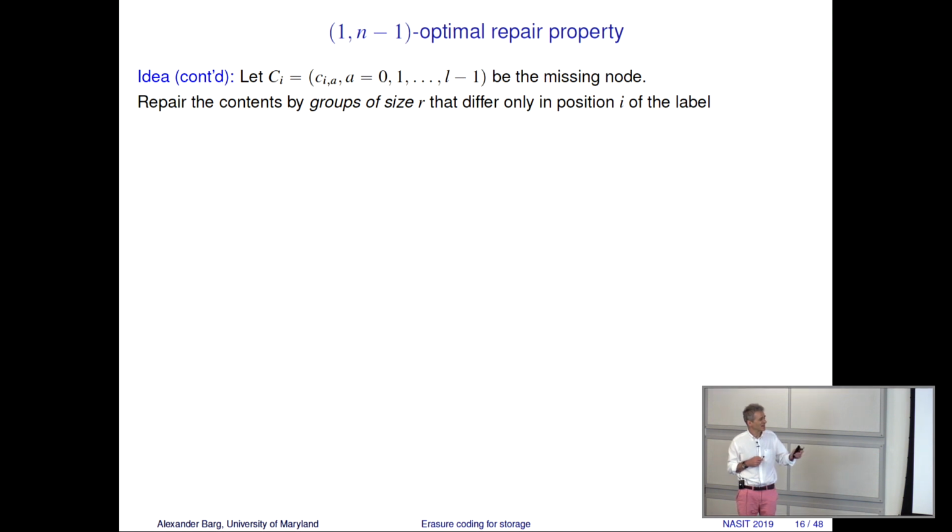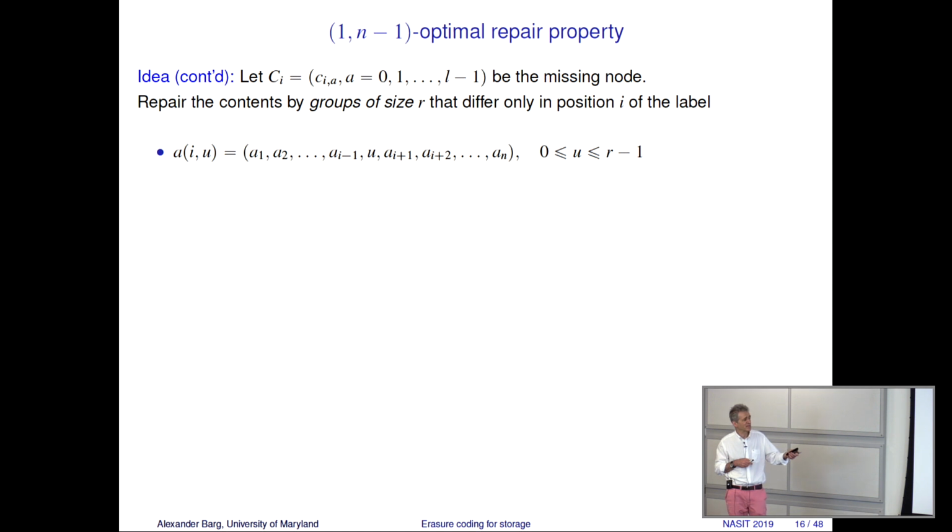So let C_i be the missing node. We shall repair the contents of the node by groups of size R. And those groups will differ only in the one position of the label. So this is the expansion to the base equal to the number of parities. We shall group the nodes according to the value in one position of the label. So as that label runs from 0 to R minus 1, that's expansion to the base R, we get a group of nodes, and we will repair that group using the set of its parity check equations.